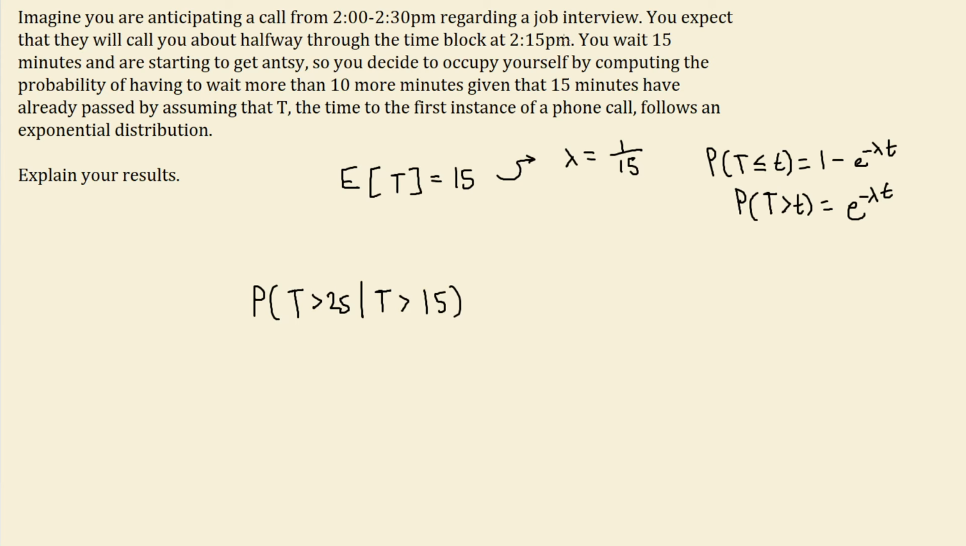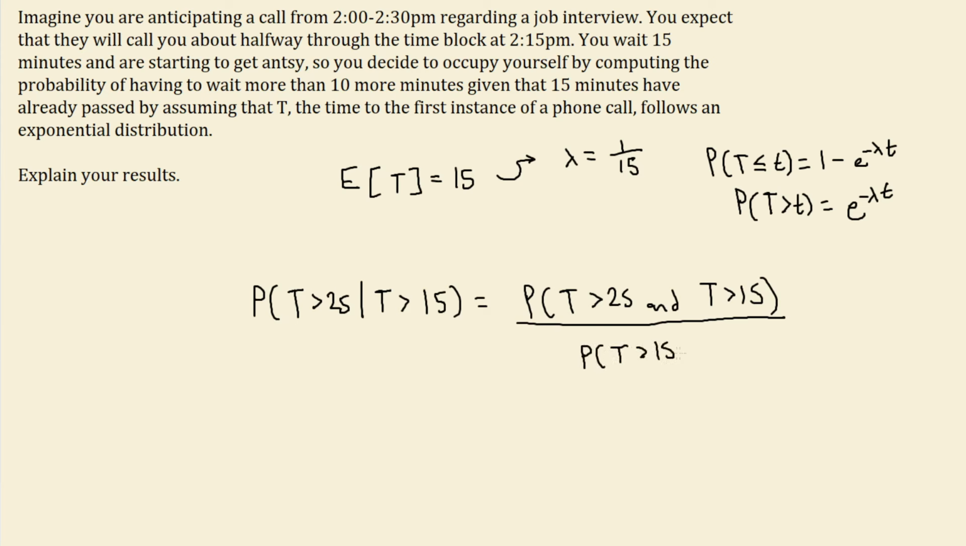So probably you're optimistically computing this probability here as you're trying to figure out how much longer am I going to have to wait before this job interview people call me. But if you actually compute this, what is this probability equal to? Well, if you use Bayes' rule, this is just the probability of both of these events happening. So this is the probability of the time being greater than 25 and the time being greater than 15, divided by the probability that we're conditioning on. And so that's the probability of the time being greater than 15.